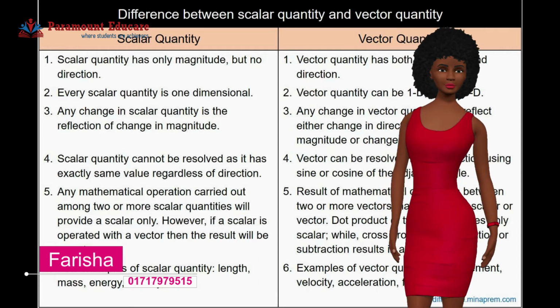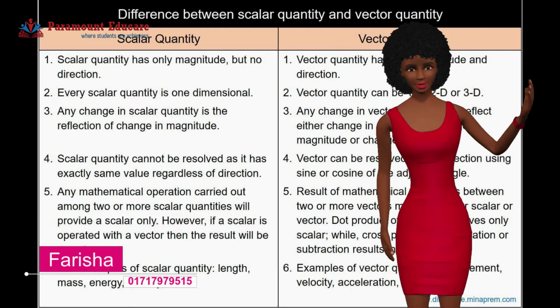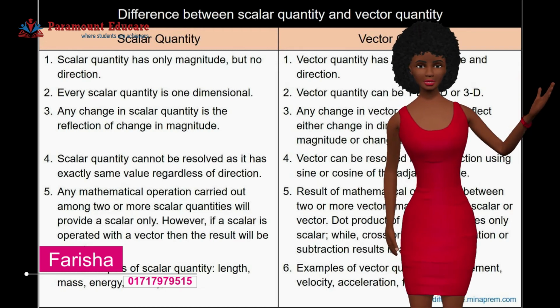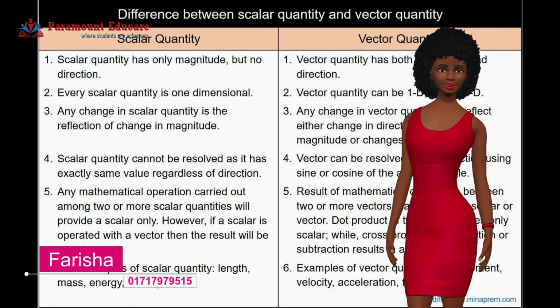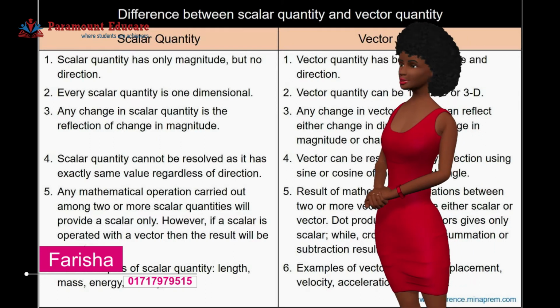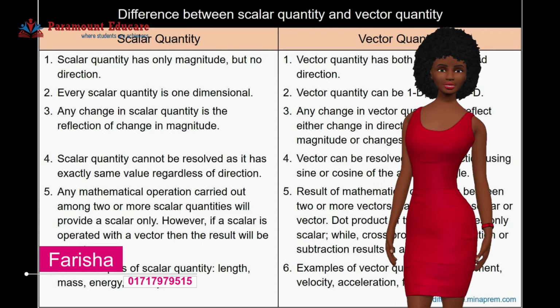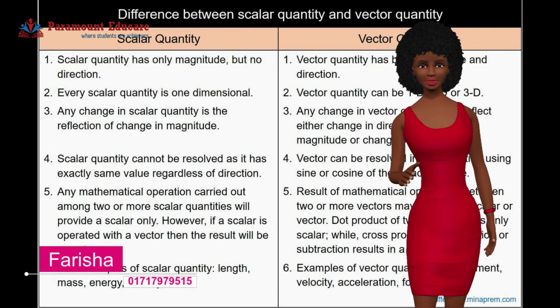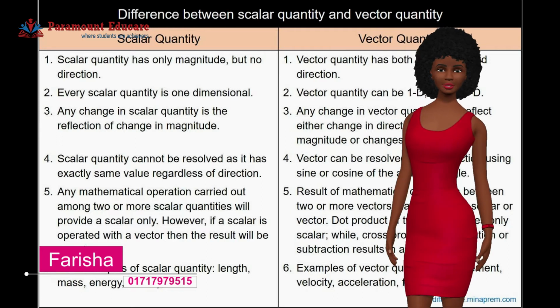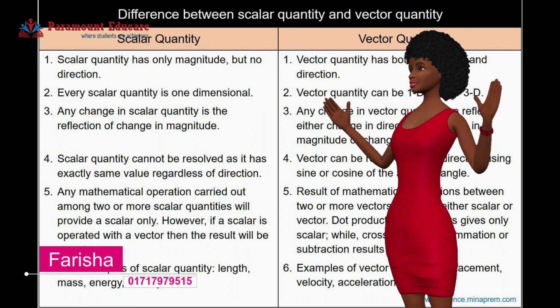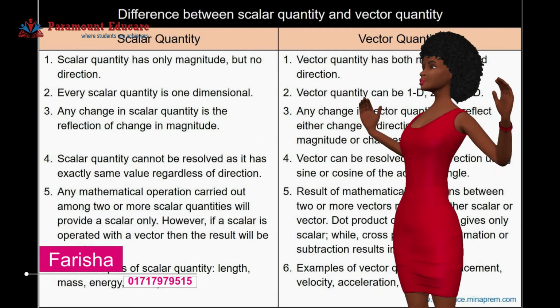A scalar quantity is one that has only magnitude and no direction, so it is merely a number accompanied by a corresponding unit. For example, length, mass, duration, speed, etc. are scalars, so they have no direction. In every direction, its value will be exactly the same. So every scalar is a one-dimensional parameter. Consequently, any change in scalar quantity reflects only change in magnitude as no direction is associated with it.